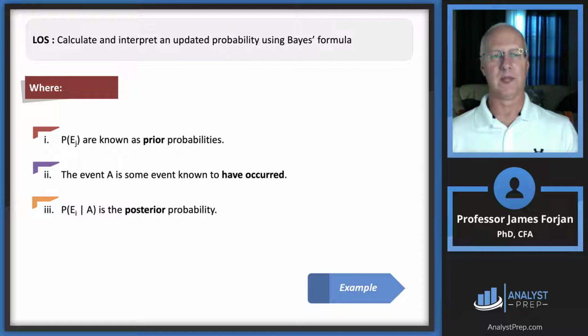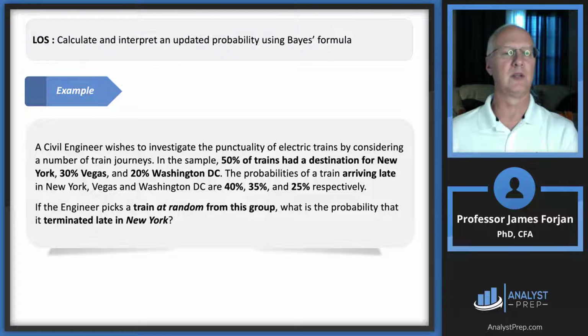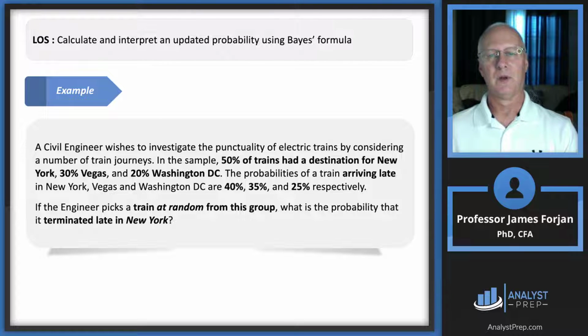So let's go ahead and take a look at these probabilities here, or the notation. P(E), these are prior probabilities. The event A is some event known to have occurred, and the probability of E given A is the posterior probability. So let's go ahead and take a look at an example. Let's suppose we want to get to work on time. So we have trains, number of train journeys: 50% New York, 30% Vegas, 20% DC. So we have a crazy work schedule, right? The probabilities of a train arriving late in New York, Vegas, and Washington are 40%, 35%, and 25%.